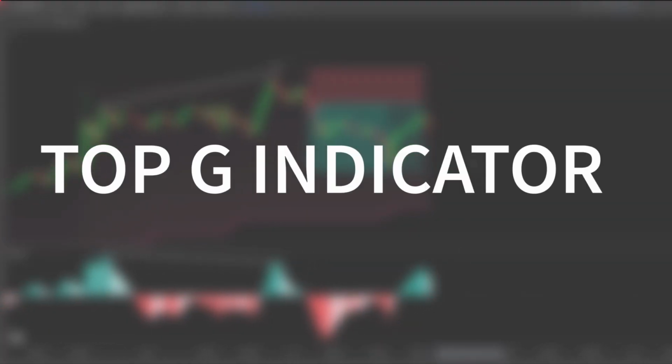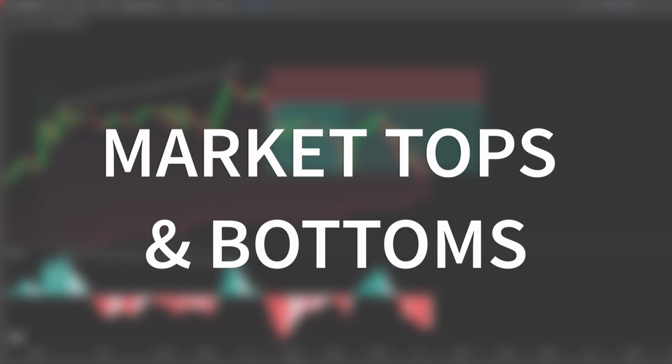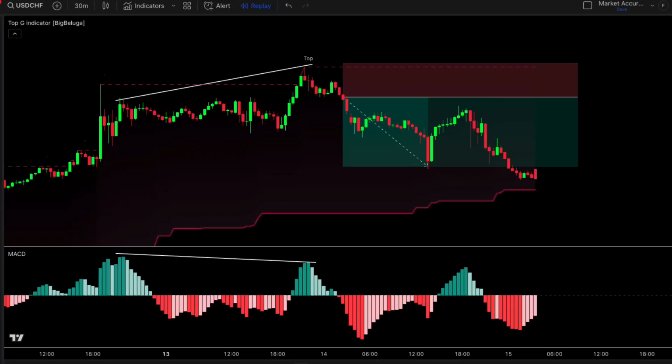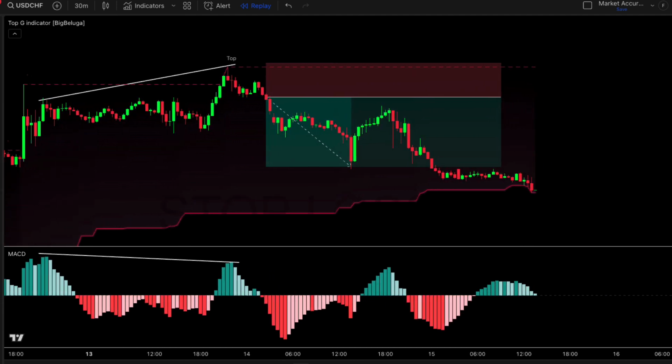In summary, the Top G indicator by Big Beluga identifies market tops and bottoms using dynamic bands and labels. Pair it with MACD divergences, it helps traders spot high probability reversals and execute trades with clear entry, stop loss, and profit targets.